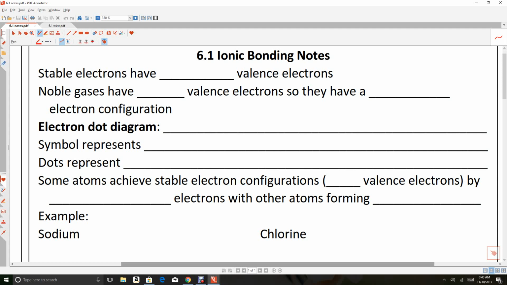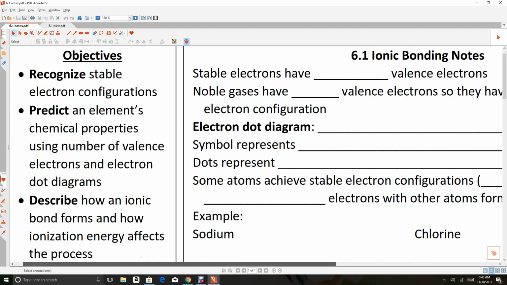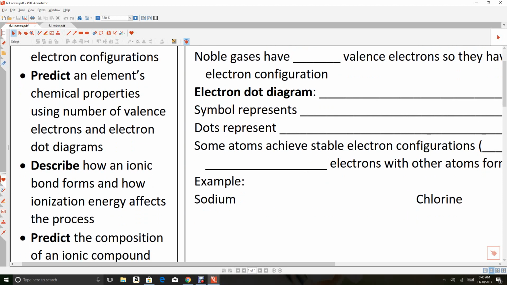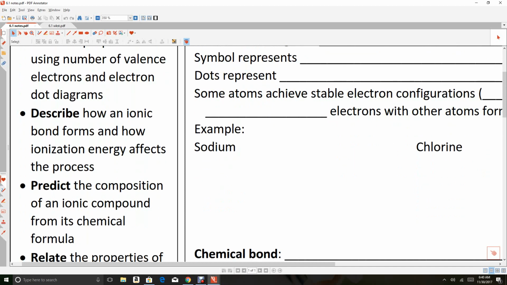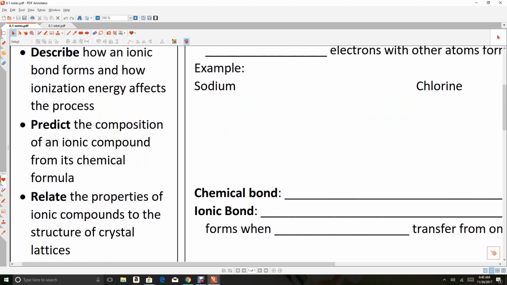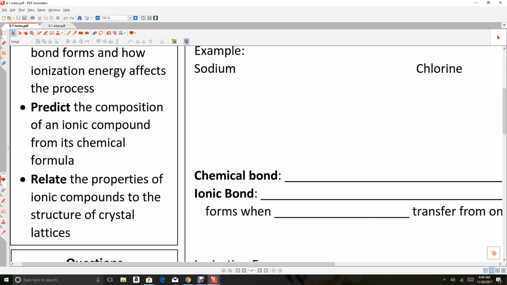So, we're talking about ionic bonding, and if you look at the side objectives, we're looking at stable electron configurations, chemical properties using valence electrons. That's talking about reactive or not. Describe how an ionic bond forms and how ionization energy affects the process. Predict the composition of an ionic compound from its formula. Relate the properties of ionic compounds to the structure of crystal lattices.